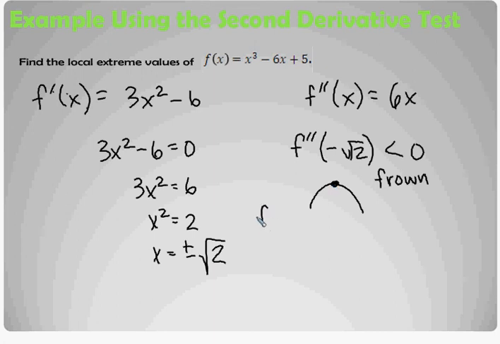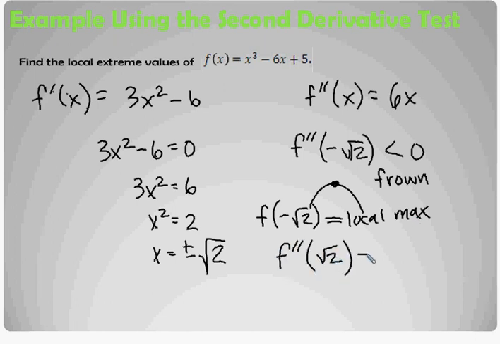Okay, and then if I find the second derivative at the square root of 2, that's going to be greater than 0. And in that case, it would be smiling, so that would be a local min. And I'm not going to take the time to actually find those values. I just wanted to run through that with you quickly.